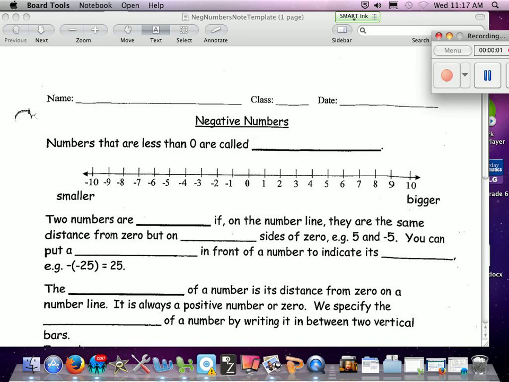All right, so these notes are about negative numbers. It's going to basically review and recap what we've been doing in the Big Ideas program. So negative numbers are numbers that are less than 0.